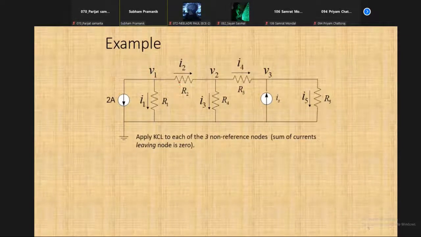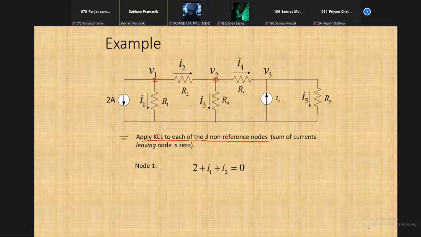I have denoted the currents as I1, I2, I3, I4, I5, etc. Now, if you see that in node 1, I1, I2, and 2 amperes, all of them are leaving. So that should be the node equation: 2 plus I1 plus I2 equals 0. If you apply KCL at node 2, as you can see, we are applying KCL to each of these 3 non-reference nodes.